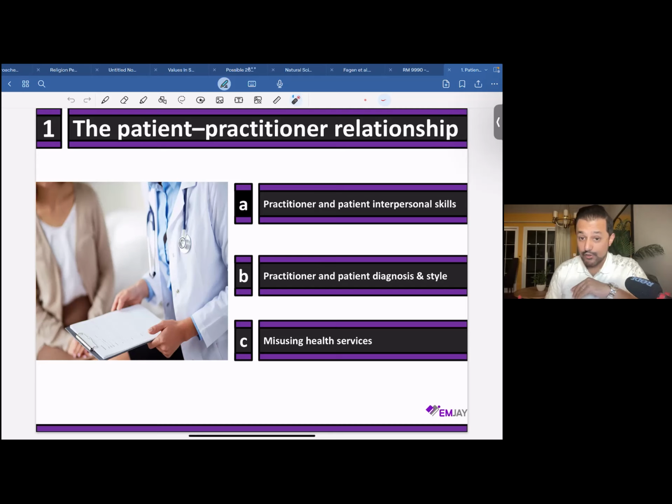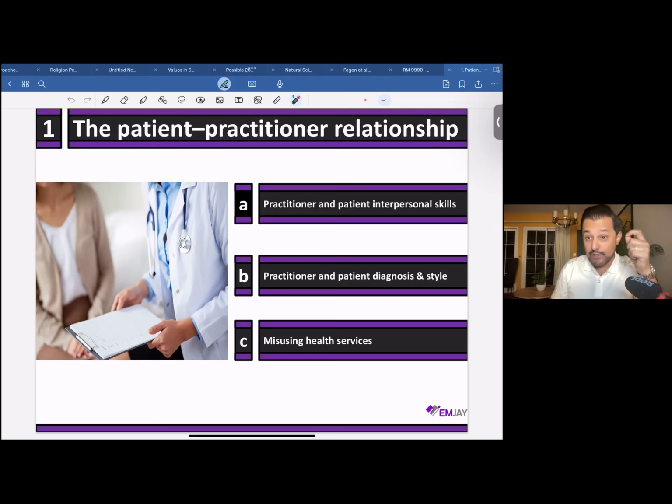Now, when we get started with health psychology, there are 5 different units that we need to prepare from. Number one, the patient practitioner relationship. Number two, adherence to medical advices. Number three, we'd study about pain. Number four, stress. And the fifth one is health promotion. Without any further ado, let's get started with this.